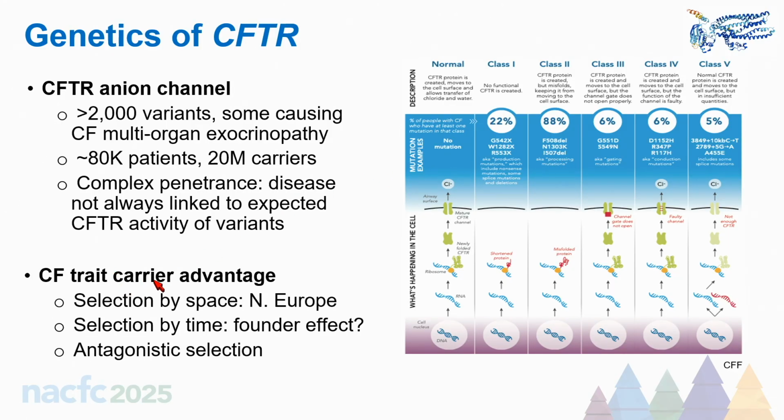What we know about the CF trait carrier advantage, or we can guess, because we have more than 2,000 mutations that are known at this point, is that, first of all, there's probably a selection by space, because those are mostly seen in populations that have their origin in Northern Europe. We also have a selection by time, because we know those different mutations did not arise at the same time from one another, and in some cases they are very rare, or just essentially linked to certain families. So there's this notion of what we call founder effect, where the mutation will be selected and maintained fixed in the population through just a few individuals.